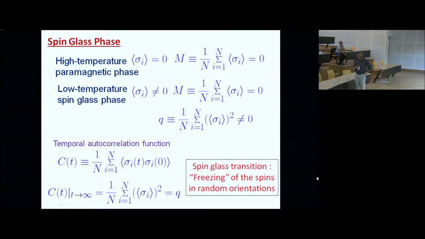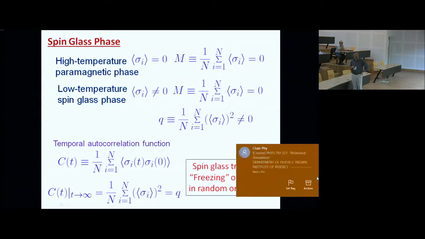In the high temperature phase, the spin averages are equal to 0. So that's the paramagnetic phase. It's not anything different from the paramagnetic phase that you see in other magnetic systems. There are differences, but not very strongly different. Here, the low temperature phase is very different.